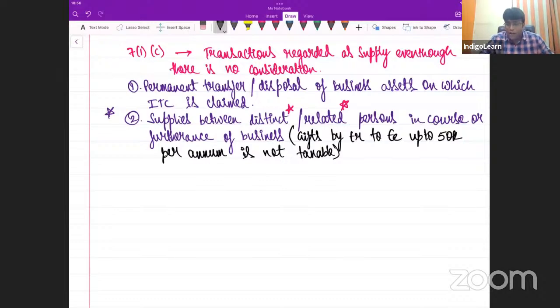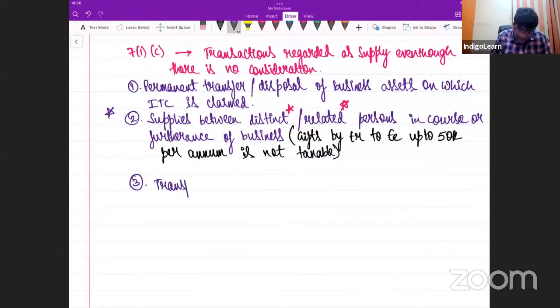So what is the first point, my dear friends? Permanent transfer or disposal of business asset on which ITC is claimed. Then what is the second point? Supplies between distinct or related persons in the course or furtherance of business. Very interesting language given by section 7(1)(c), which talks about transactions regarded as supply even though there is no consideration. Two more points, then we'll complete this.